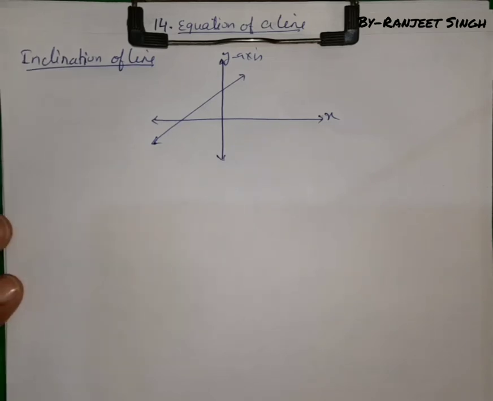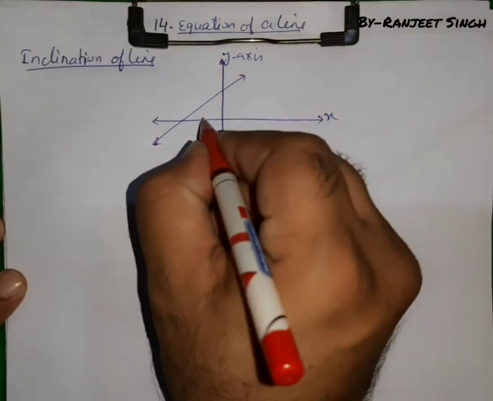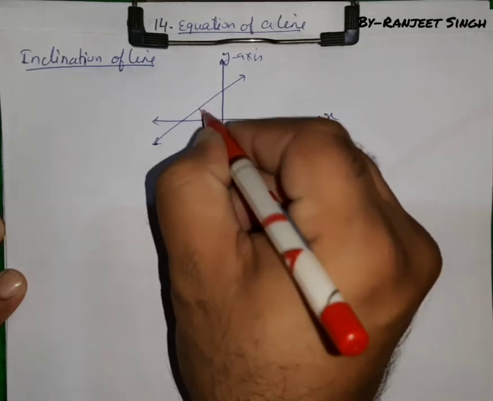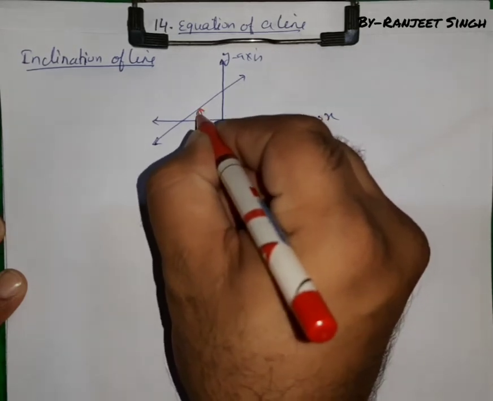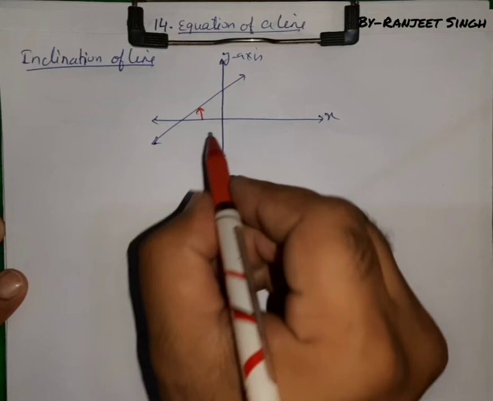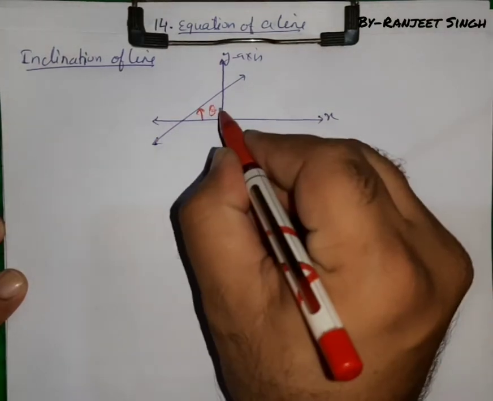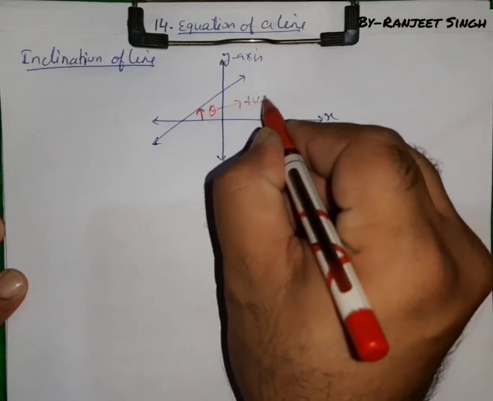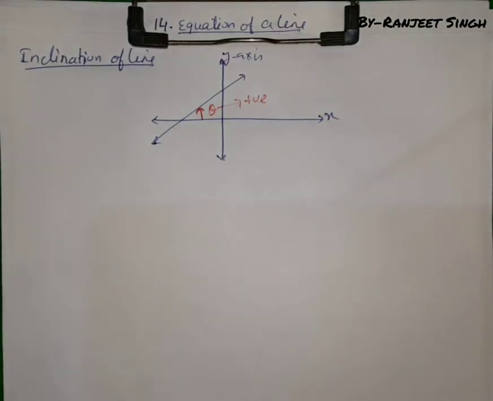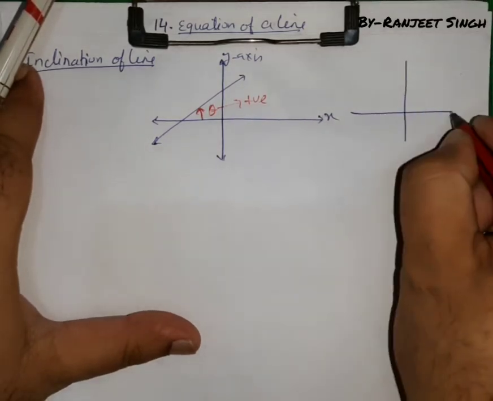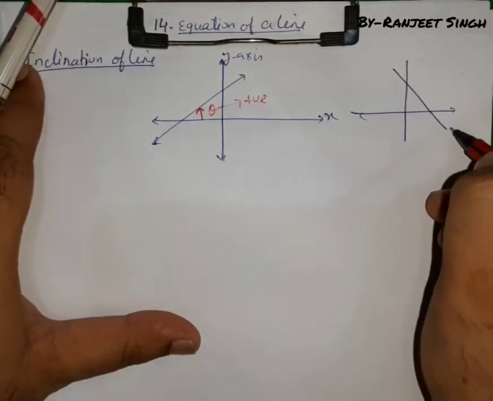Now this inclination is positive if we measure the angle in anti-clockwise direction. So here, if I'm taking the angle in this direction, anti-clockwise direction, then this angle is called an inclination, and this will be positive. Whereas let us say that in some system I have a line like this.